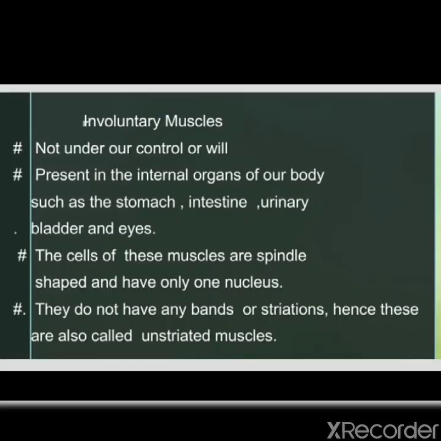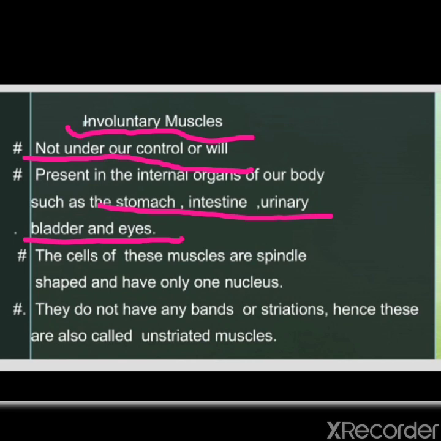The next type of muscular tissue is involuntary muscles. Now you know that voluntary muscles are under our control, but what about involuntary muscles? These muscles are not under our control or will. These muscles are present in the stomach, intestine, urinary bladder and eyes. These are examples of our body organs in which involuntary muscles are present.